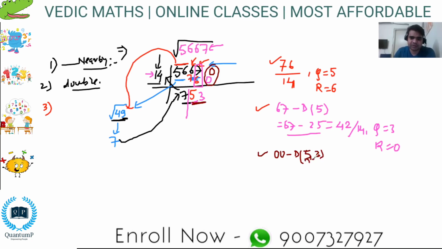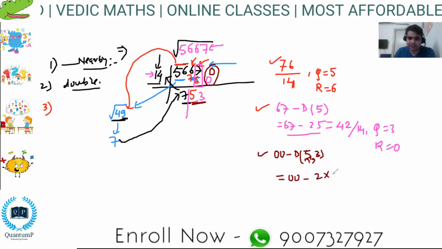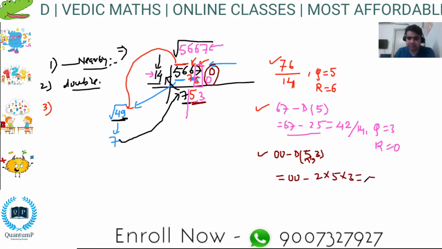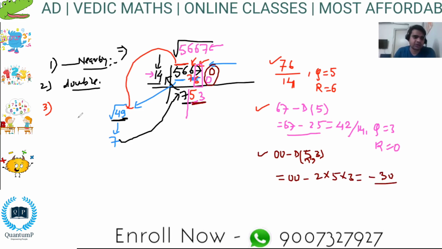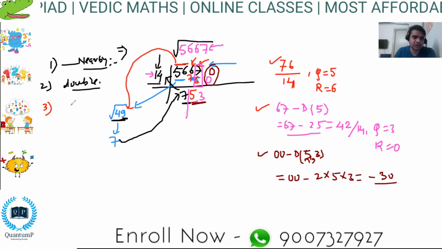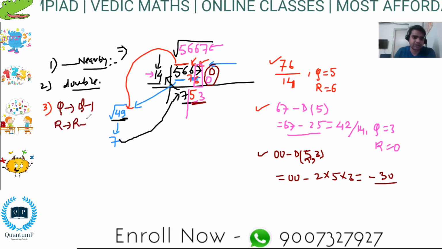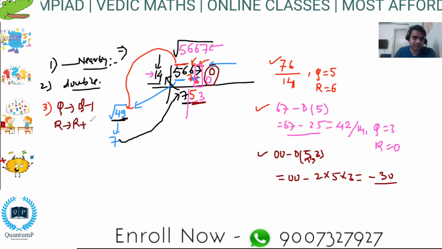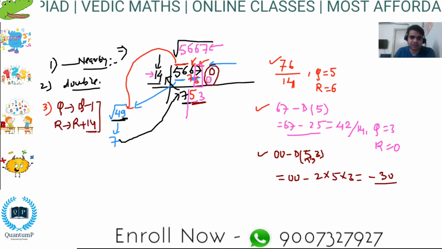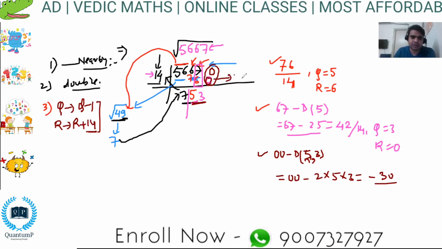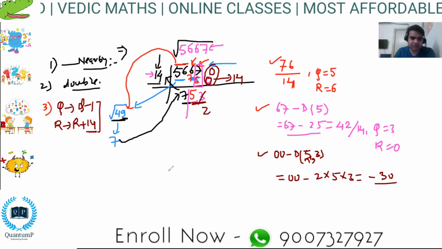As we know, the duplex of 5 3 is 2 into 5 into 3, right? So 0 0 minus 2 into 5 into 3, which is 30, so it is negative. According to the rule, we have to subtract: quotient becomes q minus 1 and remainder becomes remainder plus divisor, means 14 here. The divisor is 14. So this 0 will become 14 and this 3 will become 2. So we can do the further step.